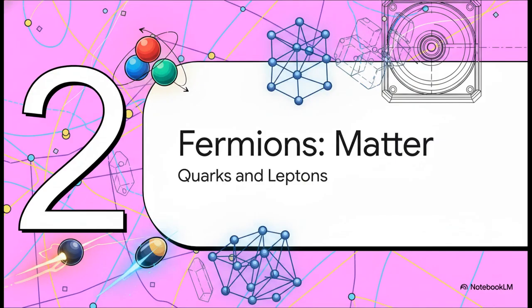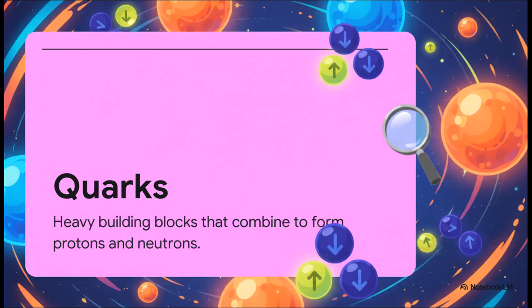Moving right along to Section 2, fermions, the matter particles. Let's see how this builds as we unpack this first family. Fermions themselves split into two distinct subfamilies. First up, quarks. These are the heavy, fundamental building blocks that gang up to form protons and neutrons. Think of them like the ultimate quantum baking ingredients.